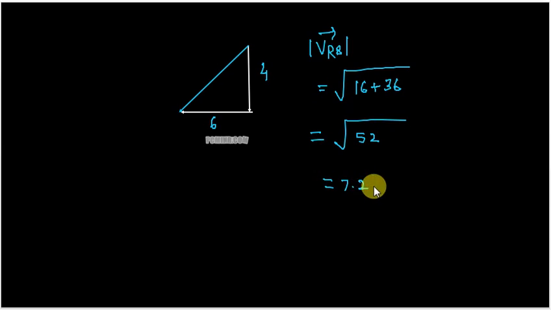7.2 meters per second. So the relative velocity of rain that will appear to you is pretty fast. And so this is how we can solve the relative velocity problems of the rain and umbrella based on the formula for relative velocity. I hope that is clear to you.